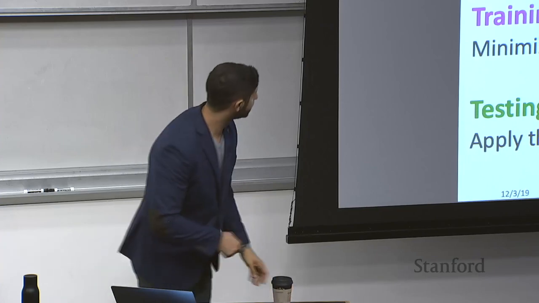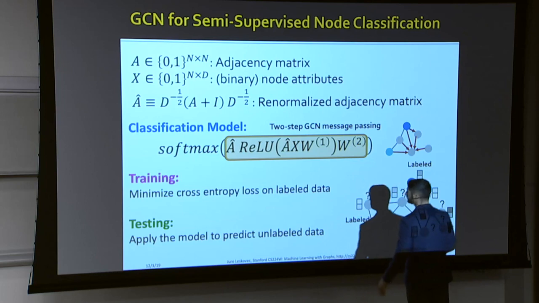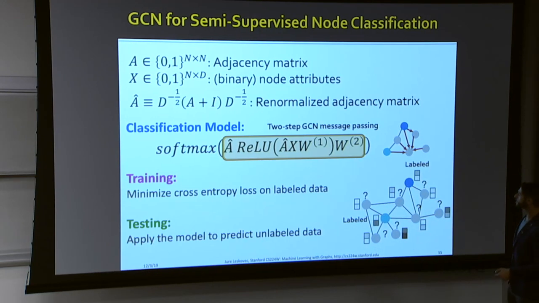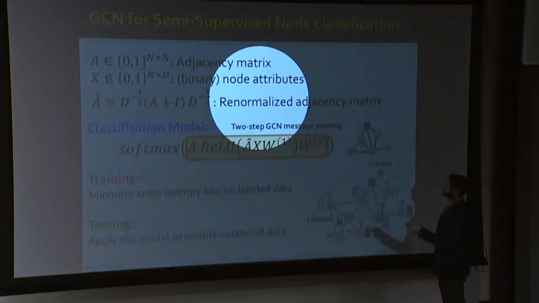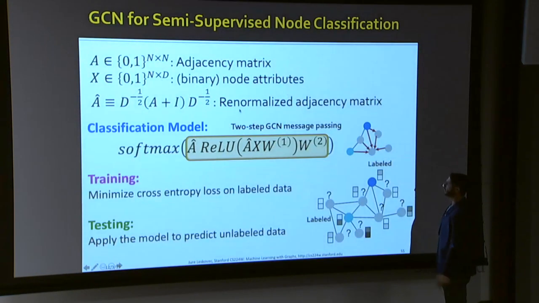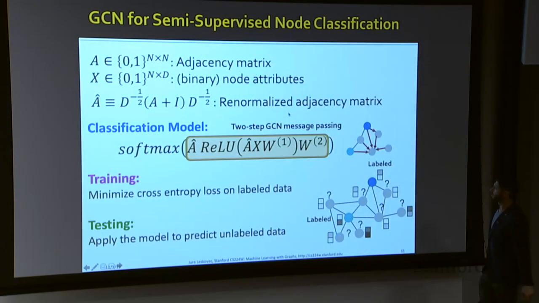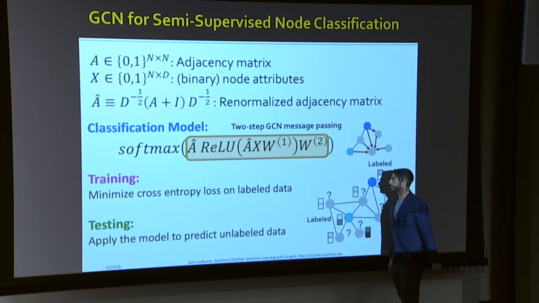So the way in which we did that is the following. A bit of refresher on the notation. We have our adjacency matrix A. We have a matrix with all the node attributes, and then we have our A hat, which is just the renormalized adjacency matrix. And what we are doing is a simple two-step GCN message passing.